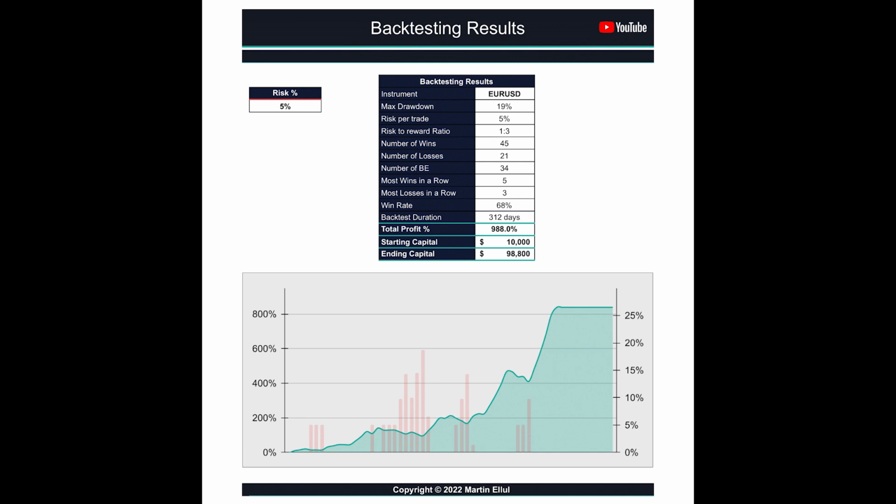All right, guys, so here are the results. Pretty insane. So we had a maximum drawdown of 19%. We were risking 5% per trade with a risk to reward ratio of 1:3. We had 45 wins, 21 losses, and 34 trades that ended up at break even. We had a maximum of 5 wins in a row and 3 losses in a row. So all of this gives us a win rate of 68% over 312 days.